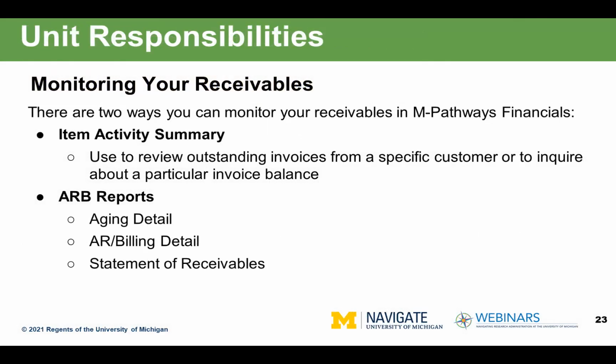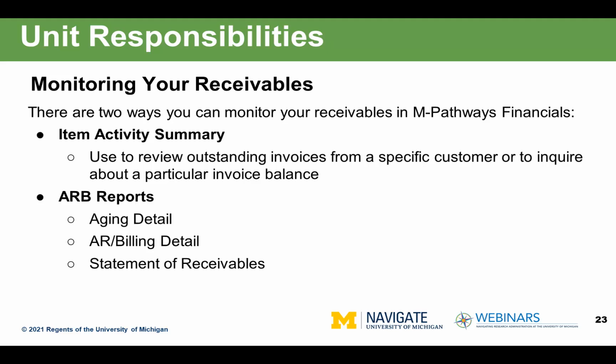So, unit responsibilities. James is going to go over this in much greater detail in a moment, but there are two different pathways that you are able to use to monitor your financials. There's the item activity summary. This allows you to look at each invoice individually and see all activities happening within that invoice. You'd be able to see if there were any adjustments made, or if there was a payment applied, or if they were all outstanding and currently open.